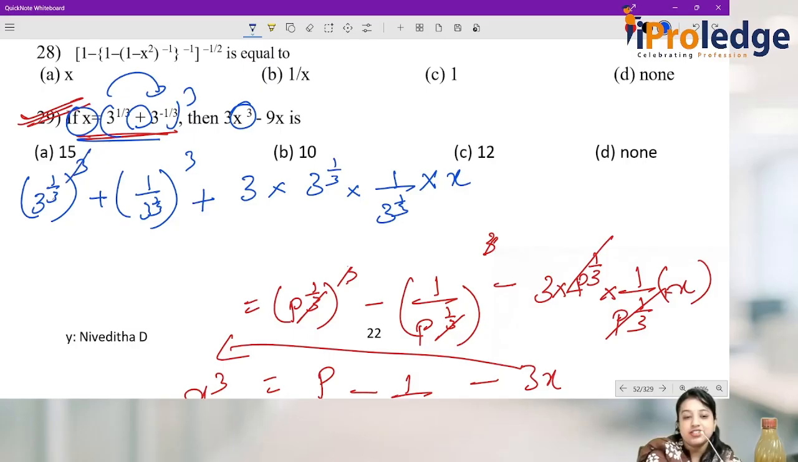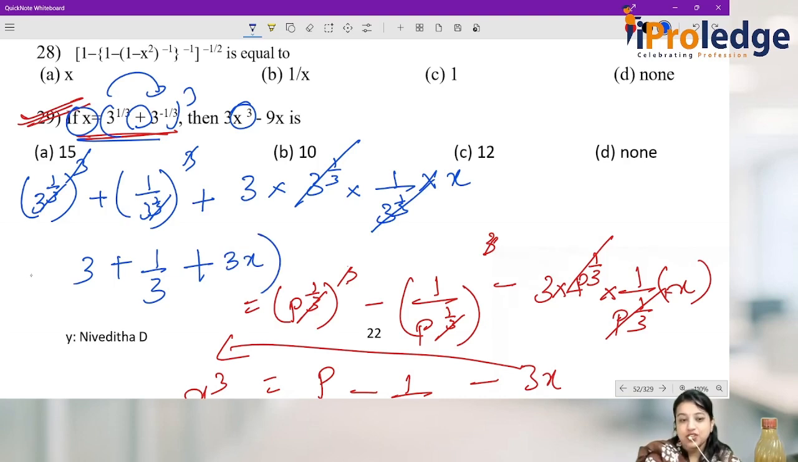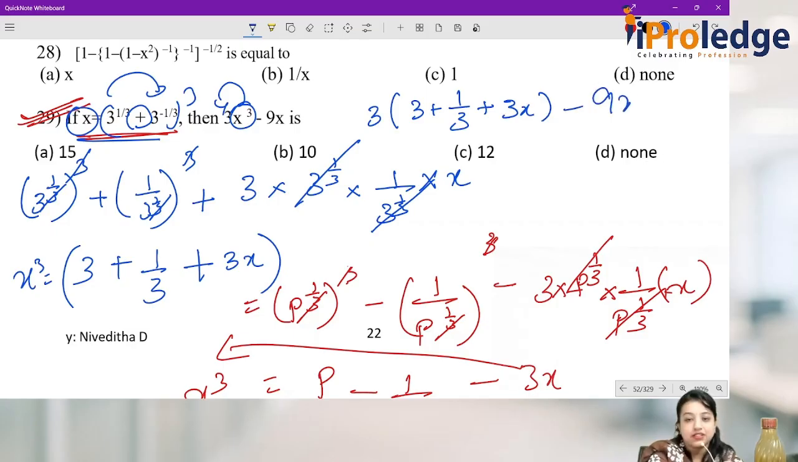Now 3 and 3 get cancelled. Then 3, again 3 and 3 get cancelled. Then 1 by 3 plus 3, the 1 by 3 and 3 get cancelled, then 3x. So this is your x cube, right? And your x cube should be multiplied by 3. Correct? So 3 into 3 plus 1 by 3, plus 3x minus 9x.